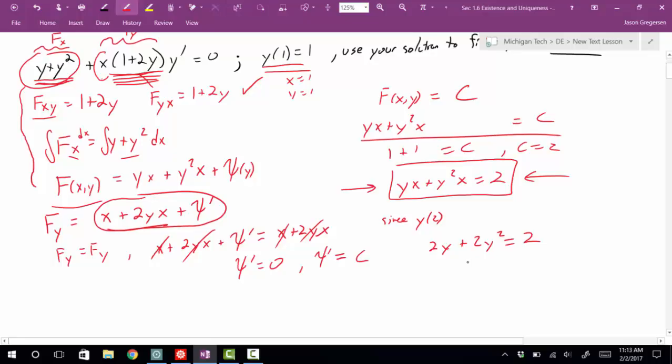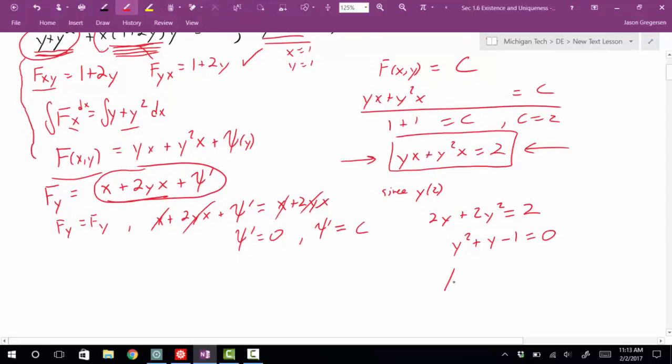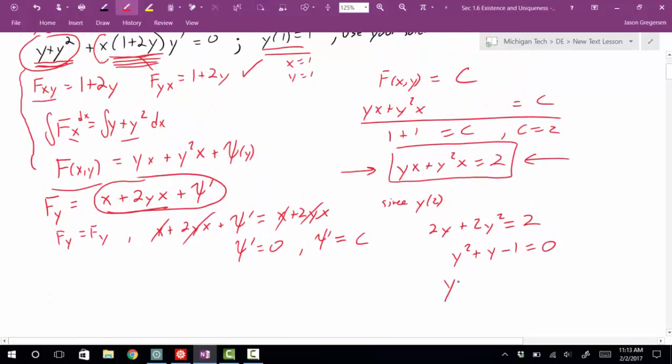Quadratic formula, right? I'll maybe divide the whole thing by 2. I'll get y squared plus y, and I'll have to subtract that piece over. Now I have to use the quadratic formula. So I got y equals negative b plus or minus the square root of b squared minus 4ac, all over 2a. Something like that, right? But I got two values.